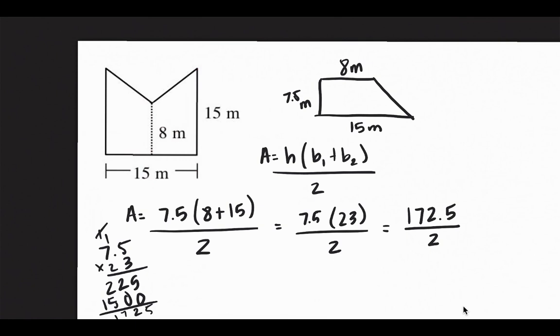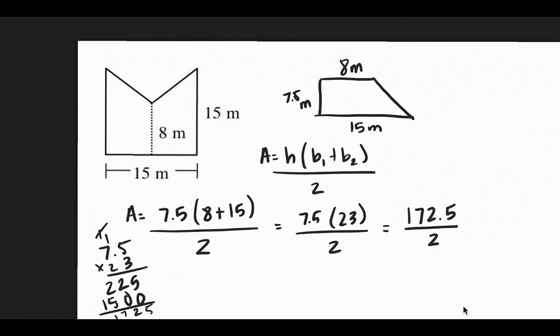However, on this one, do I really need to divide by 2? Because if I divided by 2, it would only give me one trapezoid. But if I did not divide by 2, it would give me the total for 2 trapezoids. So I'm actually going to ignore that divide by 2, and I'm just going to say that my answer is 172.5 meters squared. Now, if you're like, I do not like that, that is a shortcut, I don't want to do that, I can show you how to do it.